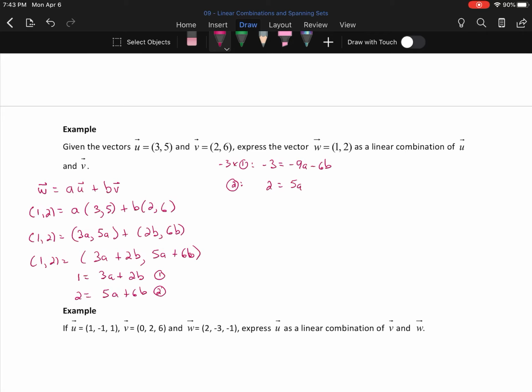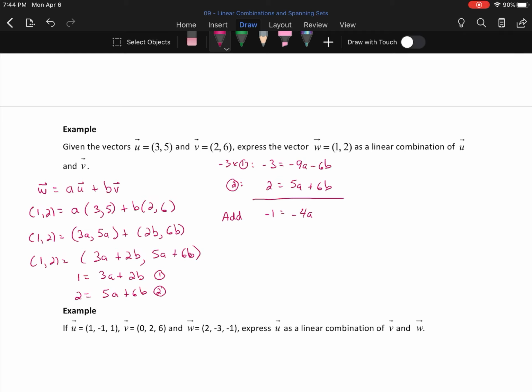I'm not going to do anything to equation 2. And the reason I chose -3 is that now the b's line up. I got -6b and positive 6b, and when I add these two equations, I get -1 equals -4a. It's called elimination because I eliminated the b's. I took the b's out of the equation.